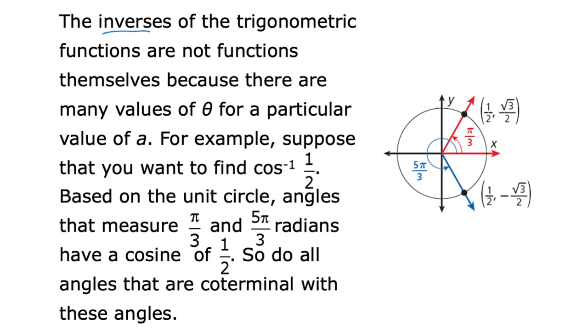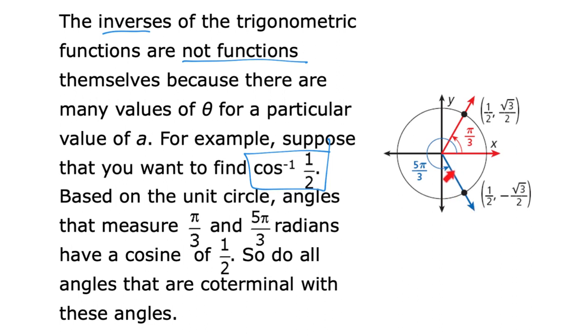The inverses of the trig functions are not functions themselves because, remember, a function can only have one output for every input. But with the inverses of the trig functions, there can be multiple outputs. For example, if you want to find the inverse cosine of 1/2 right here, that's basically telling you what is the angle that is going to give you a cosine value of 1/2. Now, if you think about your unit circle, there's going to be multiple values that have a cosine, or an x value of that coordinate, of 1/2.